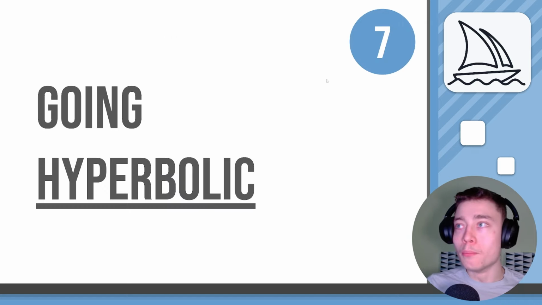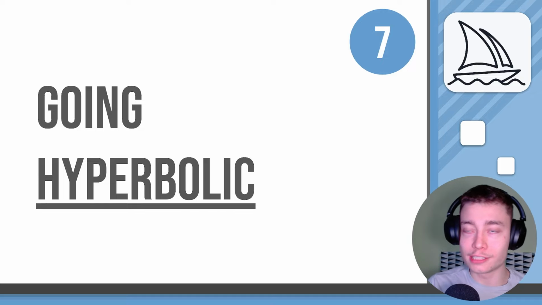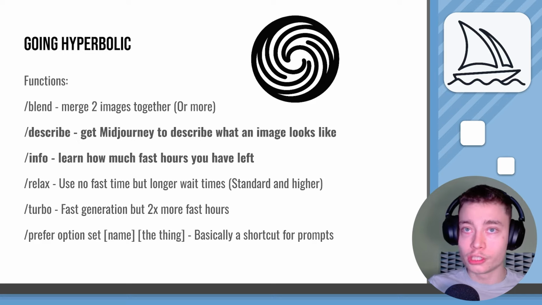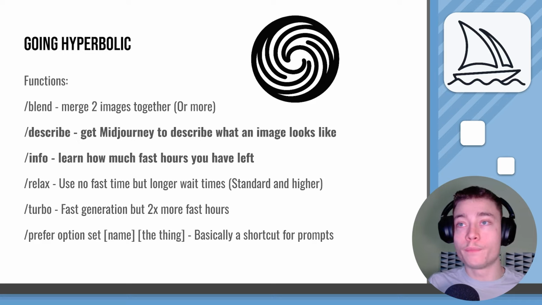Now, let's go into module number 7, going hyperbolic. This is by far the most advanced module. Let's look at functions inside of Midjourney. And you call functions by the slash. So /blend, /describe. Don't confuse this with parameters.